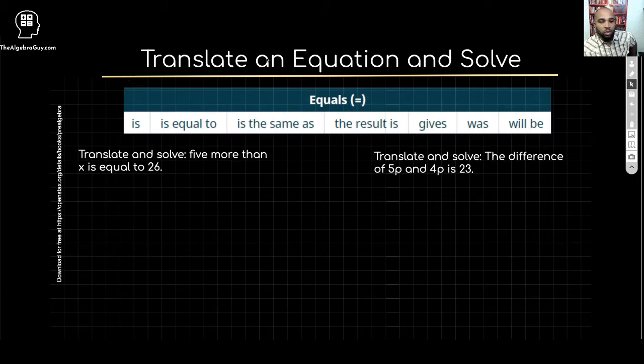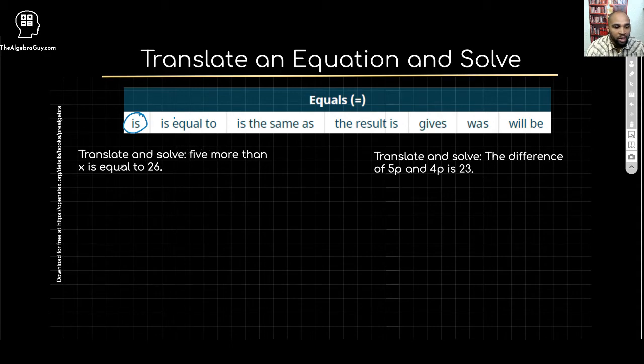All right, what about translation here? So how do you translate an equal sign? Some of the ways you're going to see the equal sign spoken of in a problem is using the words is equal to, is the same as, the result of, gives, was, will be. These little helping verbs, I think they call them back in school, are what's going to help us identify where the equal sign is.